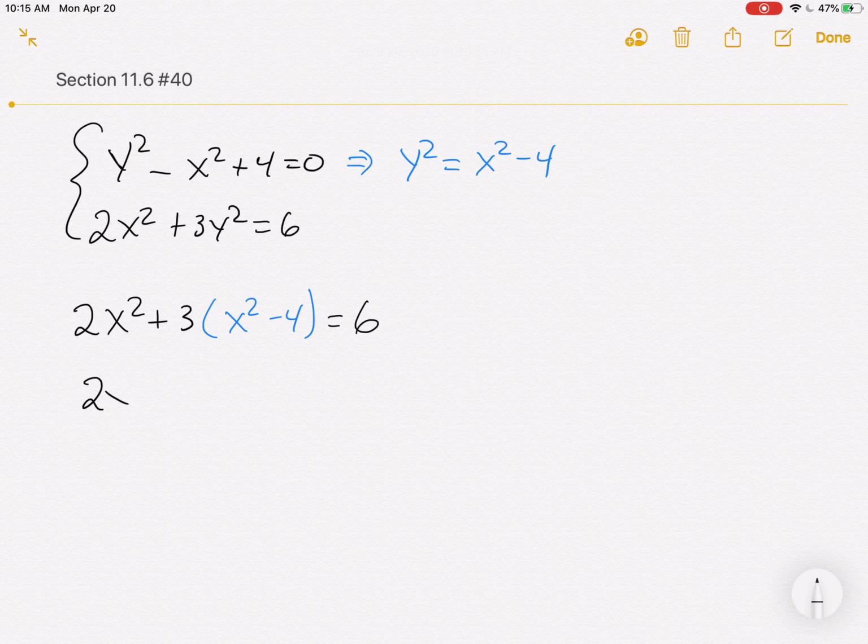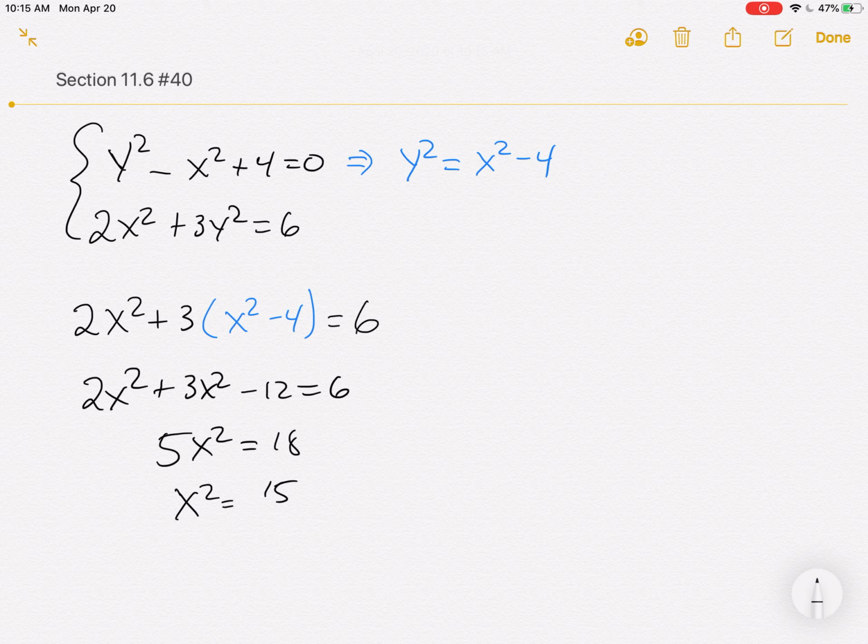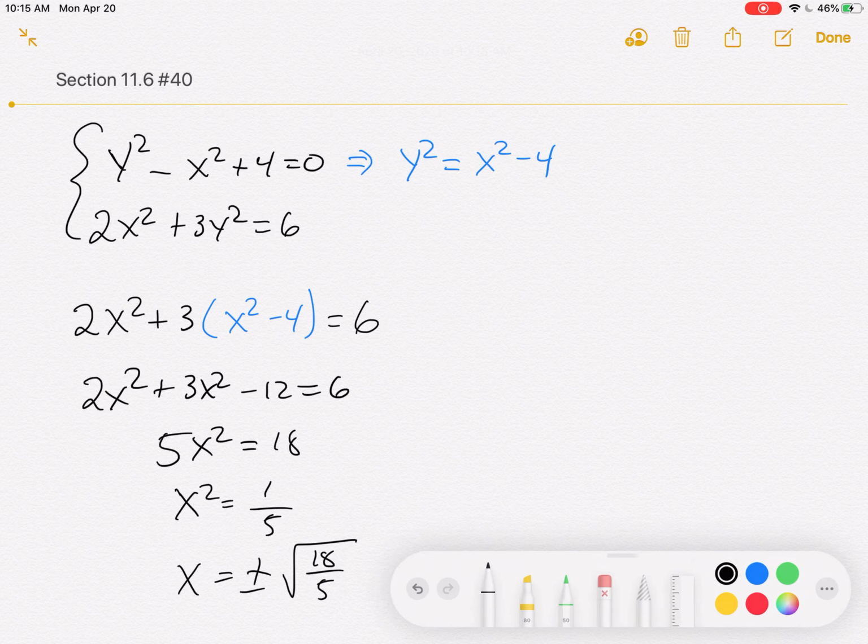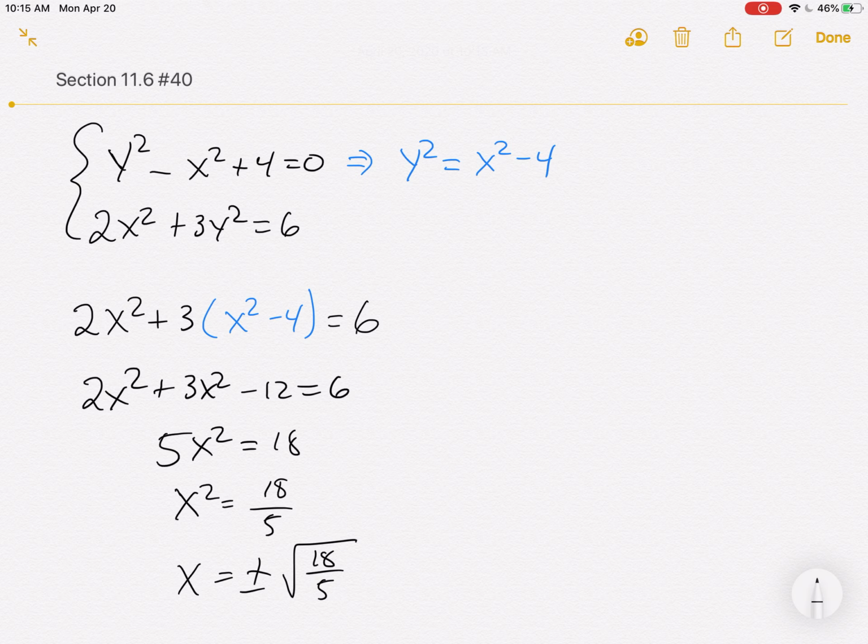Easily solved. 2x squared plus 3x squared minus 12 is equal to 6. 5x squared is equal to 18. So x squared is equal to 18 fifths. So x is equal to plus or minus the square root of 18 over 5. Let me make that above one look a little bit better because I had mistakenly put a 5 first, but it's square root 18 fifths. So totally could happen. So you're going to end up with some ugly solutions. I'm not going to rationalize it right now. I'm just going to see what works with this.